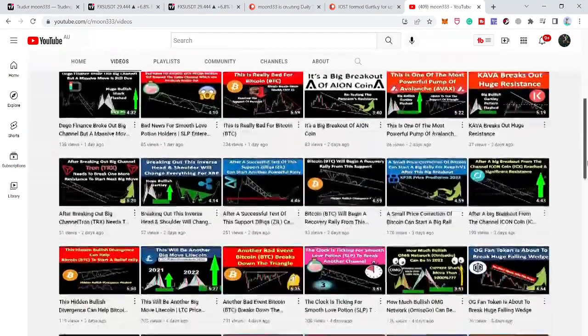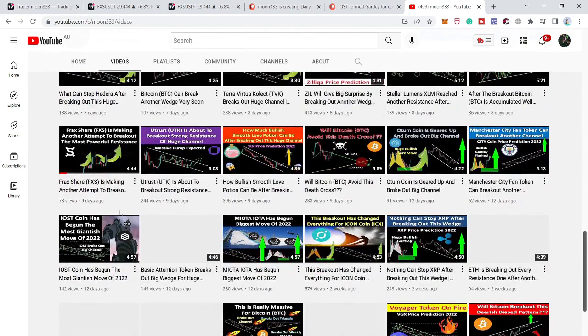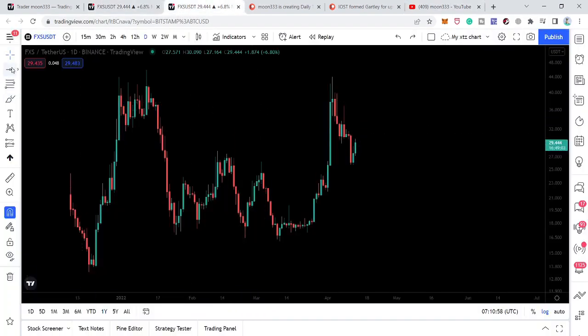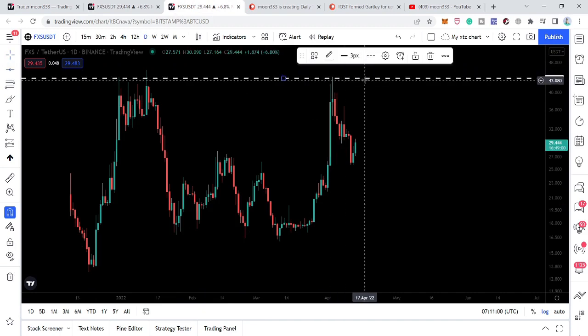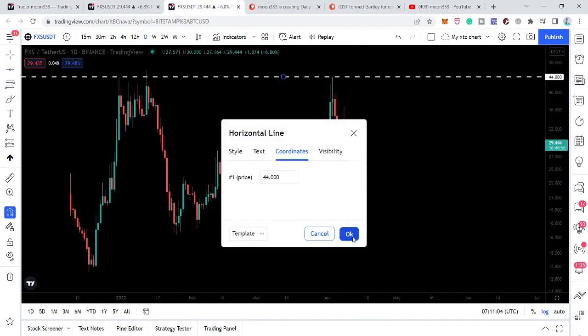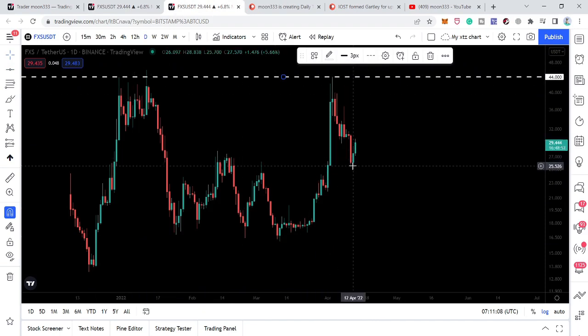As in my last video, I was telling you that fraxshare is at a very big resistance and we are making another attempt to break out this resistance. But unfortunately, fraxshare was rejected by this resistance that was approximately here at $44. And after getting rejected by this resistance, the price line moved down here at $25.